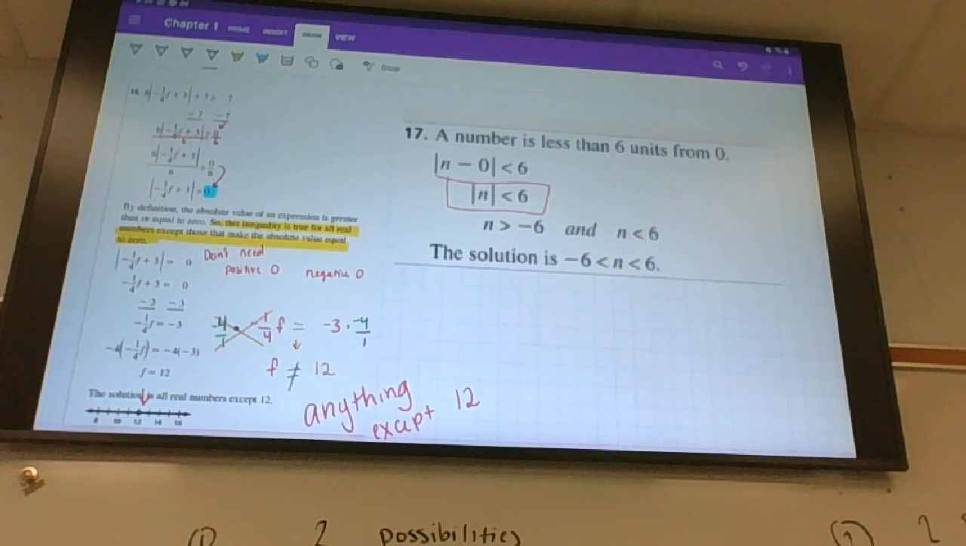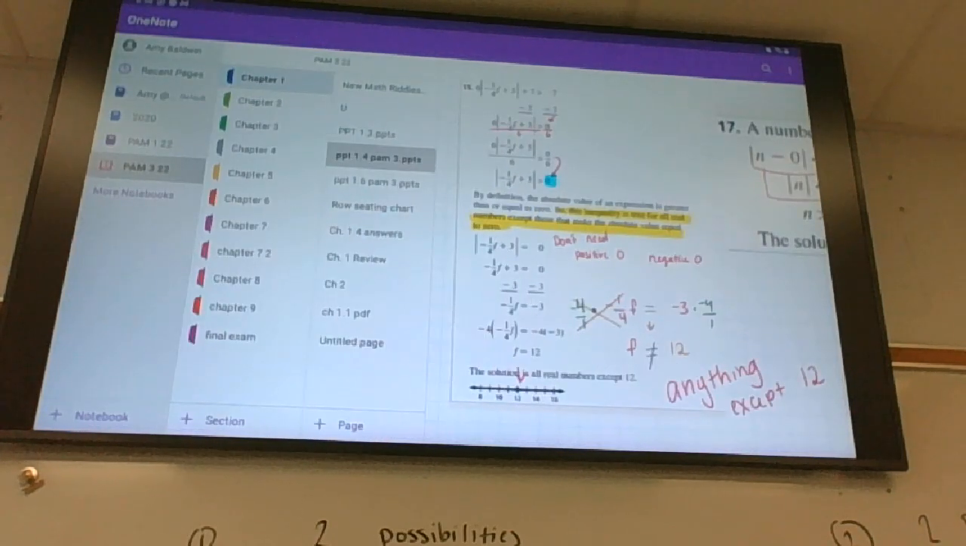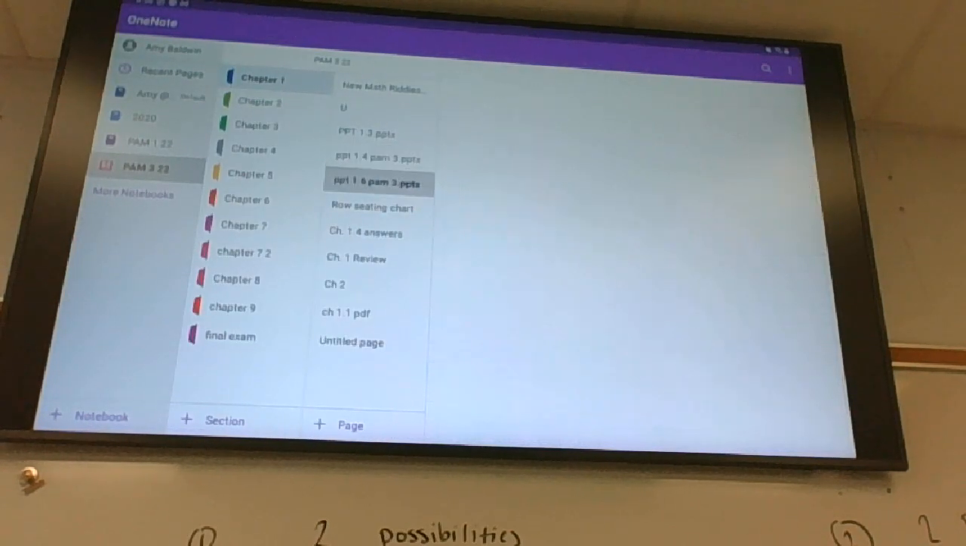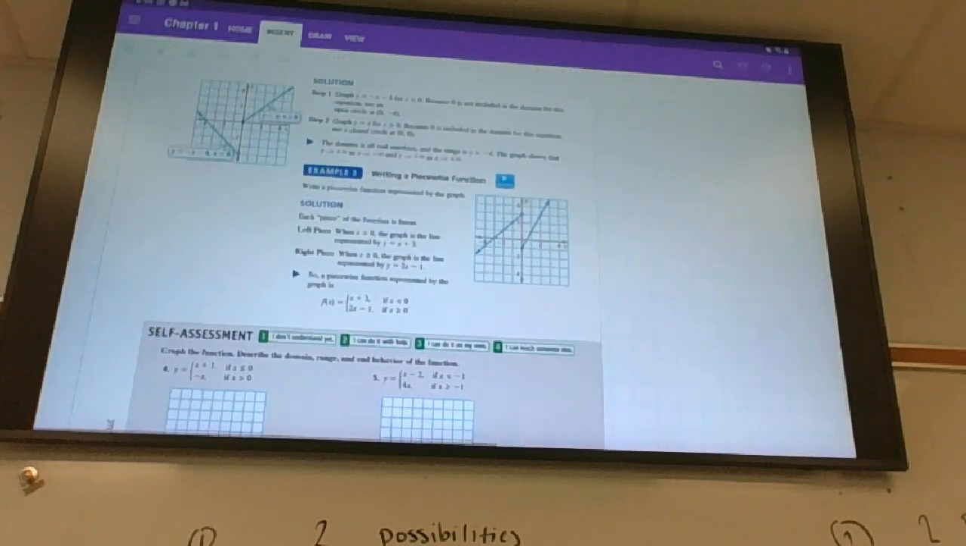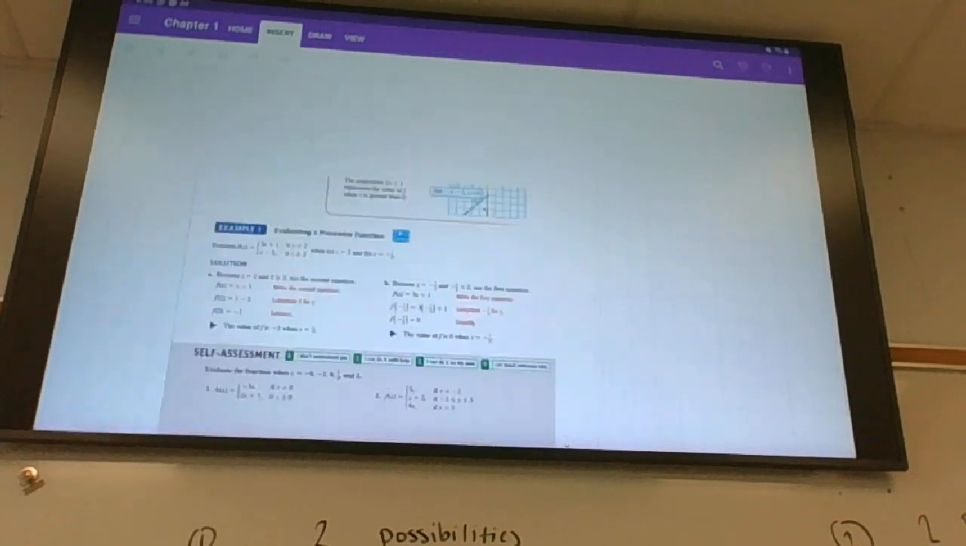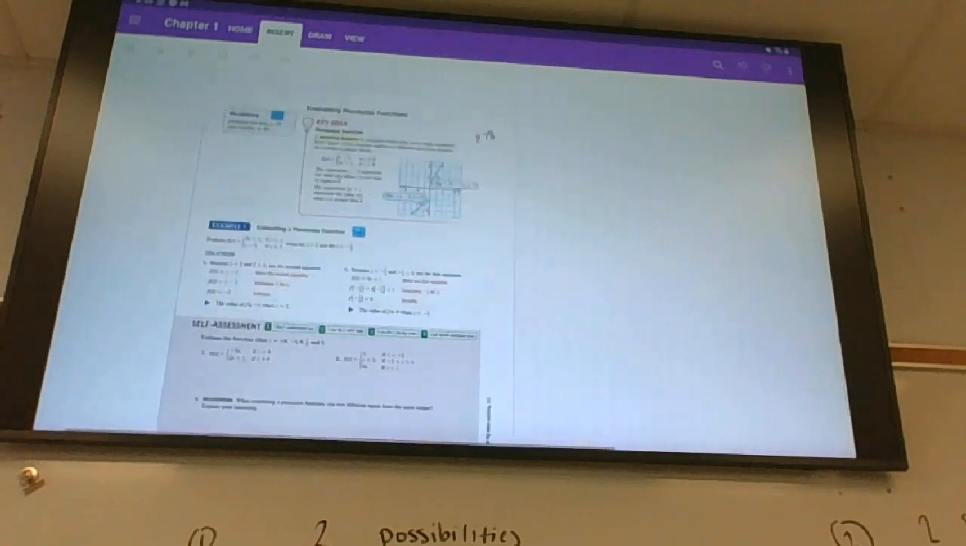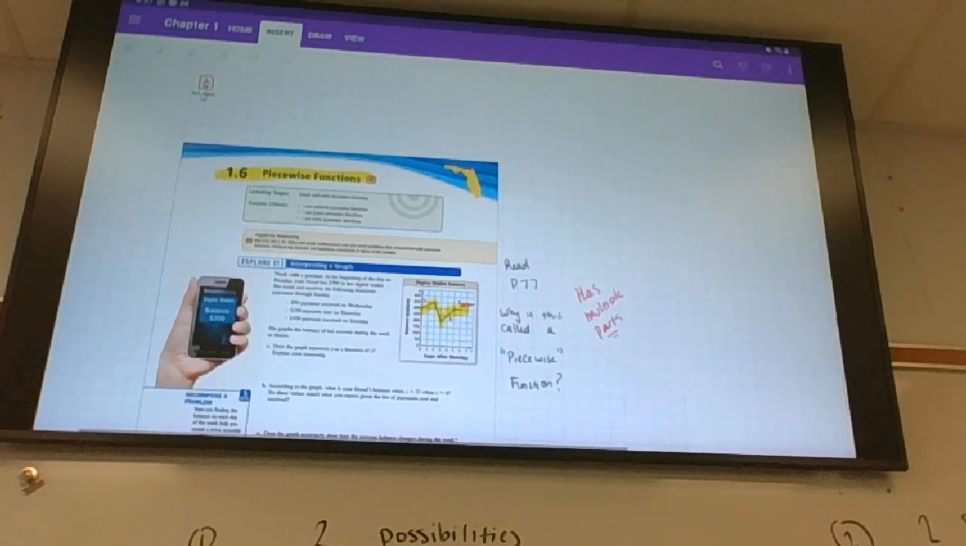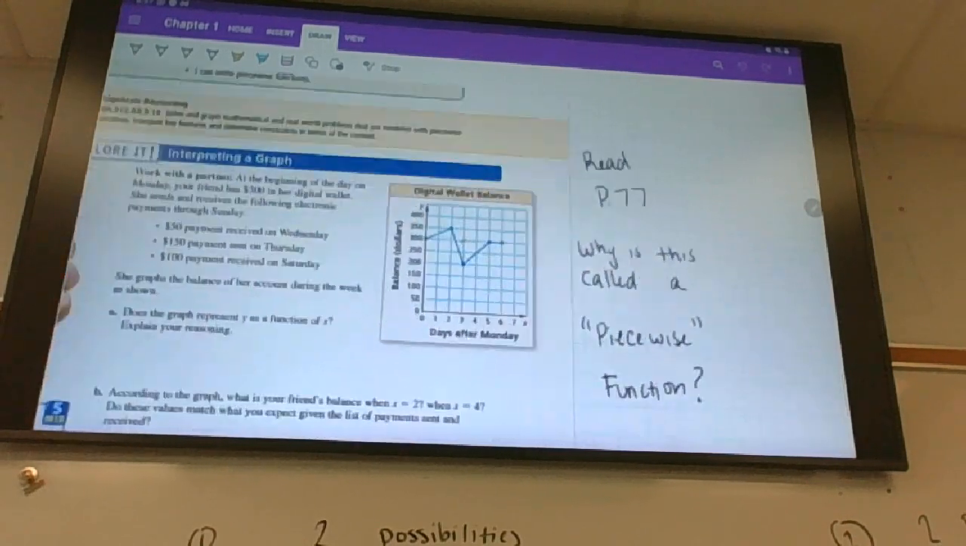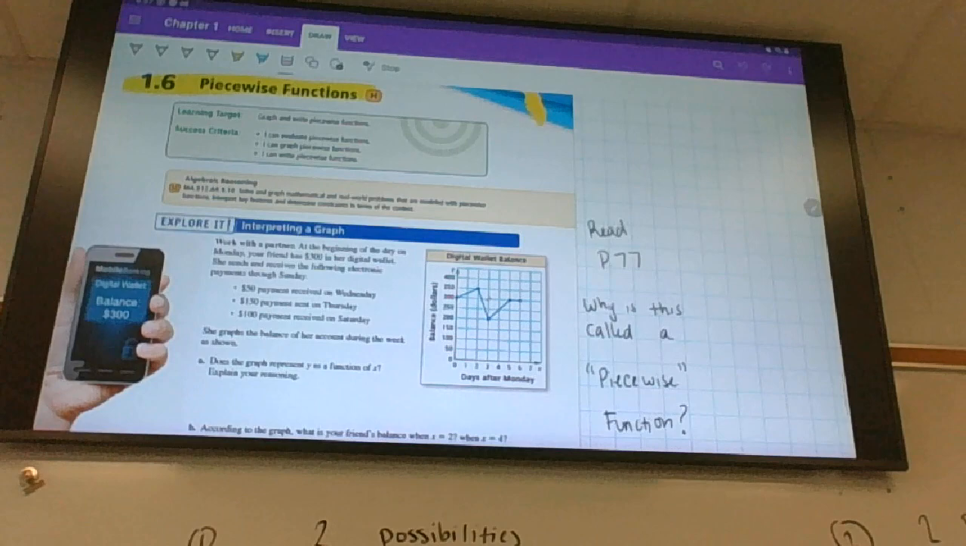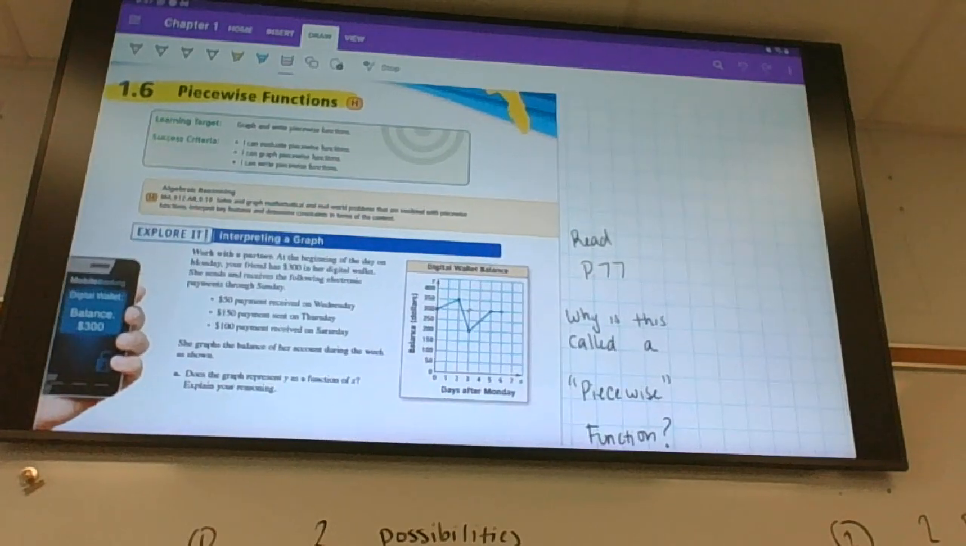Okay. Let's turn your textbooks then to page 78. Or 77. I want you to look at the title of the section.